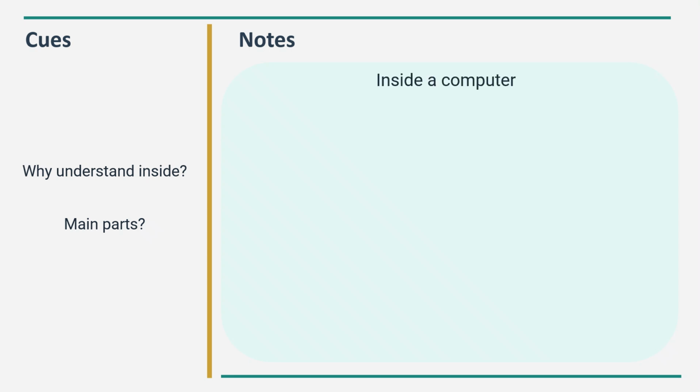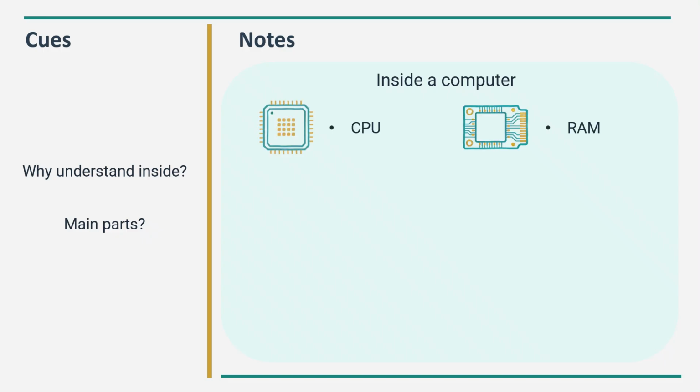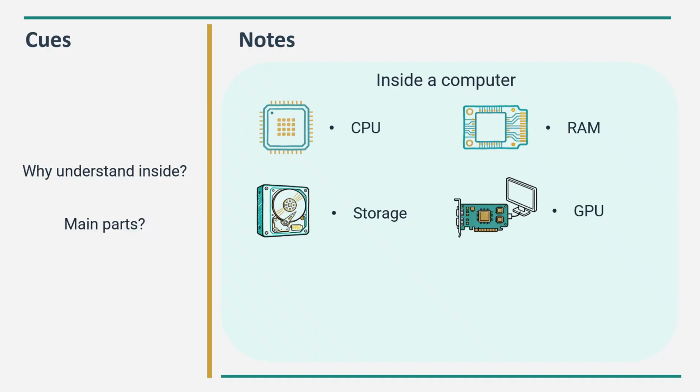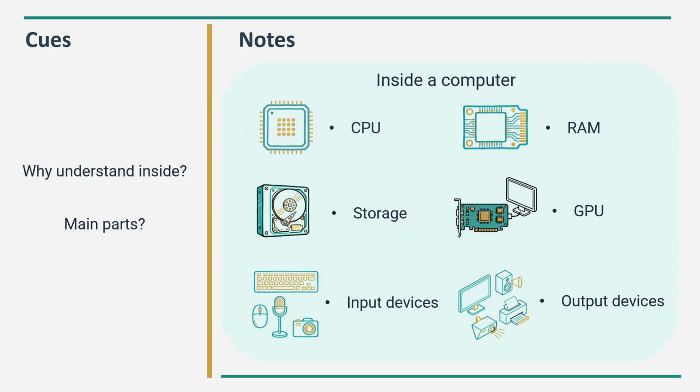We use computers daily. We click, we type, we tap. But most learners don't know what happens inside. In CAT, knowing inside hardware helps you to read specs, choose devices, and explain slow computers. In this video, we focus on the CPU, the RAM, storage, GPU, plus our input devices and our output devices.